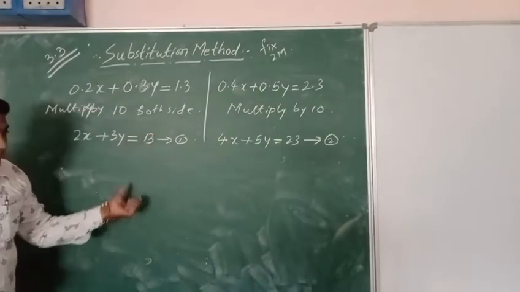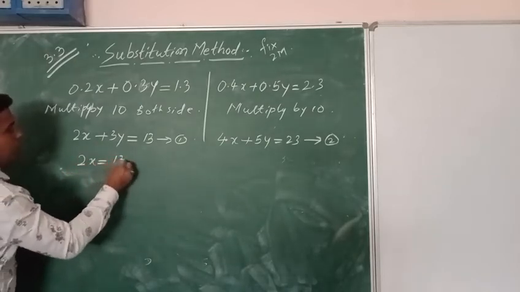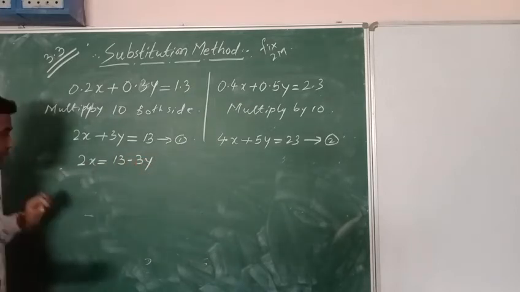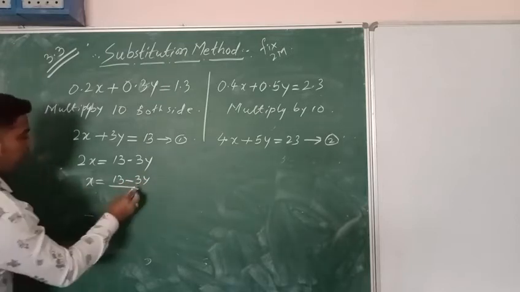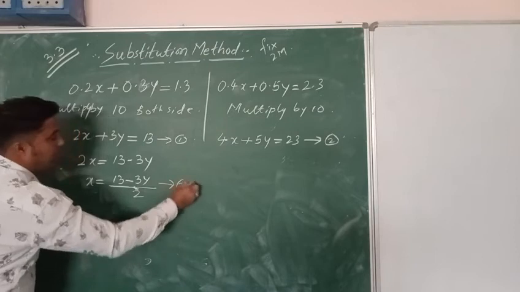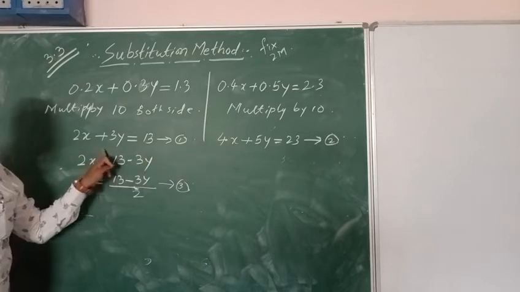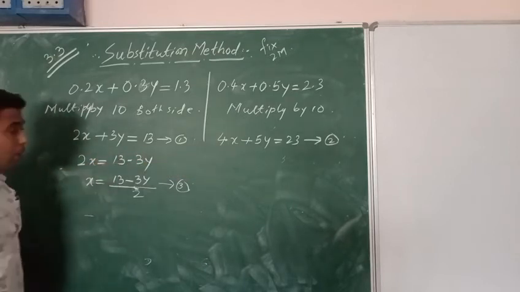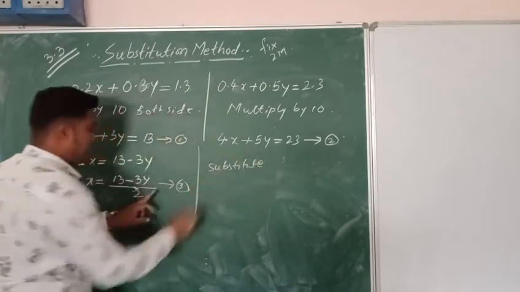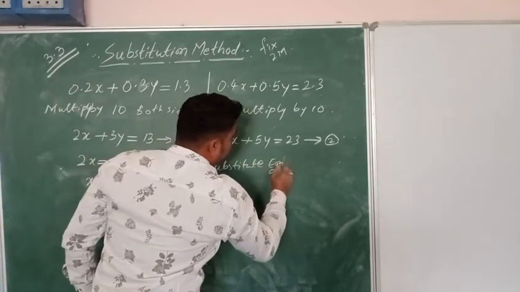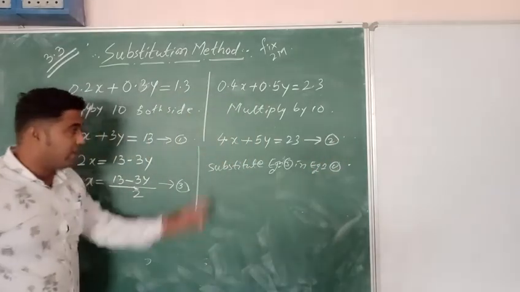Once we do this, we are familiar with it. Again, we have to modify. 2x is equal to 13 minus 3y. x is equal to 13 minus 3y divided by 2. This I will say is equation number 3. Now this modified equation, we must substitute in equation number 2, not in this one. If you substitute in this one, the answer is going to become 0. Now I will write here the sentence: substitute equation 3 in equation number 2.